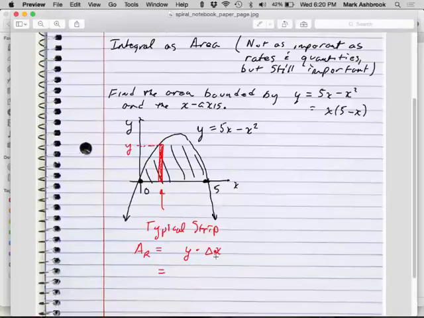But if we're using delta x, then we need to write that in terms of x. So what is y in terms of x? What is the y coordinate on this curve in terms of x? 5x minus x squared.